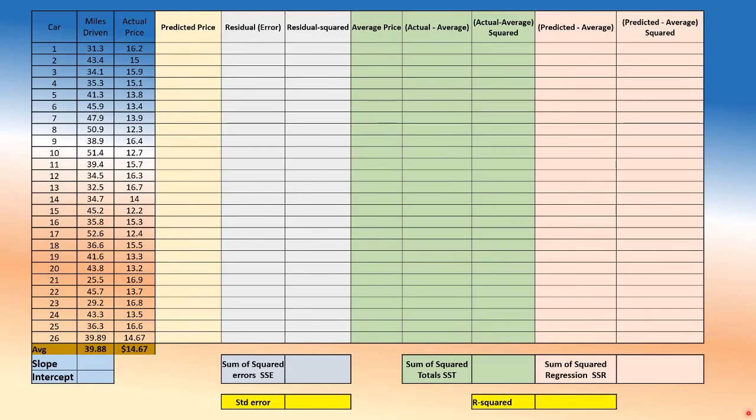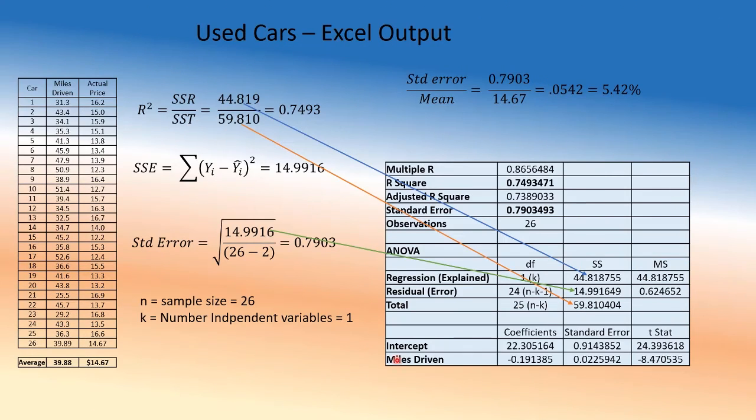So here is how the Excel file looks. Actual price, miles driven. You can find the slope and intercept, and then the predicted price, which is simply intercept plus slope times miles driven. Then residual, that is simply actual minus predicted. Residual squared. Average price, actual minus average. Follow the logic we have, and you can get R squared and standard error without any formula, simply by following the logic. That's the Excel output.